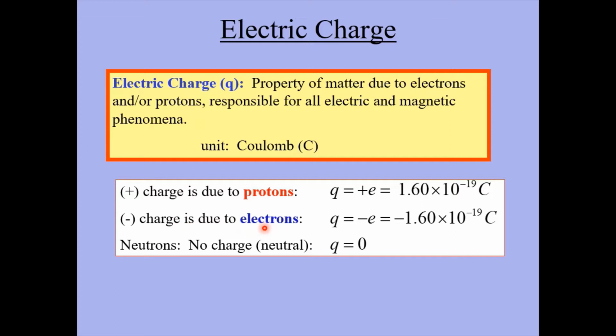Negative charge is due to electrons. And the negative charge of an electron is equal to the same amount as the proton, but it has a minus sign in front. So there are two types of charges, and we call them negative and positive charges. But you can see that the electron has a charge of negative 1.6 times 10 to the minus 19 coulombs. And then once again, the neutrons, the third type of particle in an atom, have no charge. They are neutral. That's where the name neutron comes from. So their Q, or charge, is equal to 0.